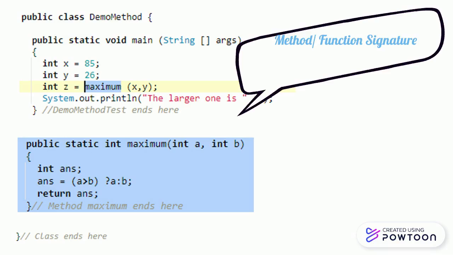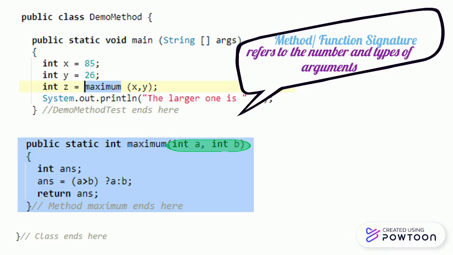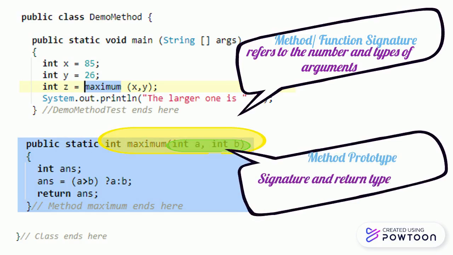A few related terms. Method signature basically refers to the number and type of arguments in the method definition, and it is part of the method prototype. Method prototype includes the method signature and the return type.